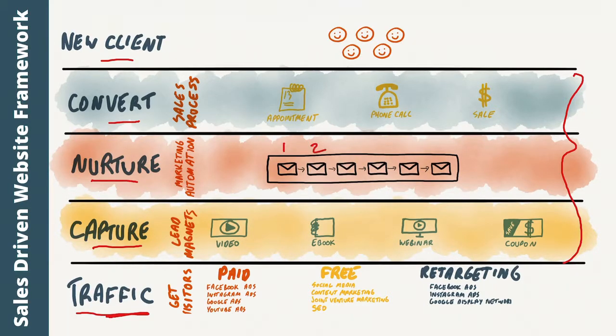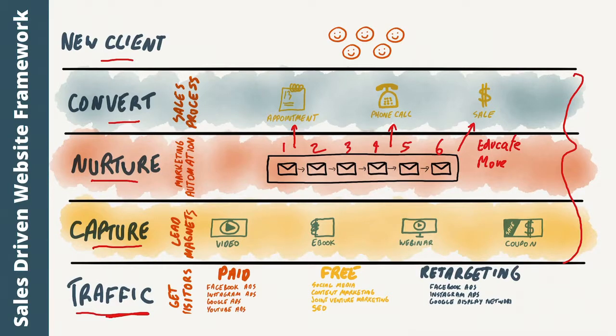And how do you nurture them? You send them a series of emails, and these emails are pre-written, and as soon as they drop into your CRM system or your capture system where you capture their details, they start getting these emails. They might get one on day 1, then day 3, day 5, day 7. These emails do 2 things. One is they educate, and the second thing is they move them along the sales funnel. Typically they ask them to book an appointment, book a phone call, or buy the product or service.